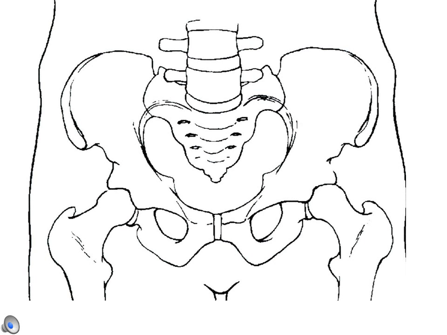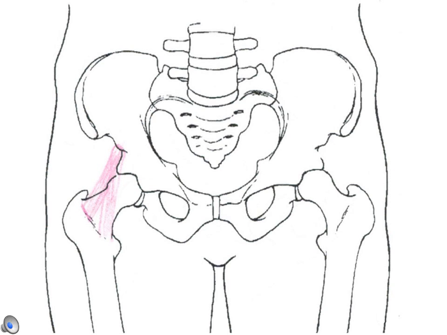In your lecture notes, draw in the iliofemoral ligament that goes from the anterior inferior iliac spine and the rim of the acetabulum to the femur at the intertrochanteric line. How does your drawing compare?